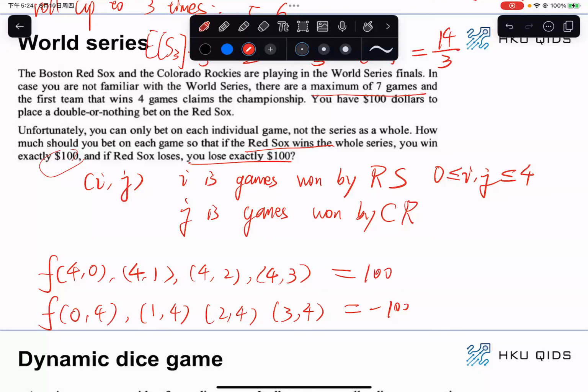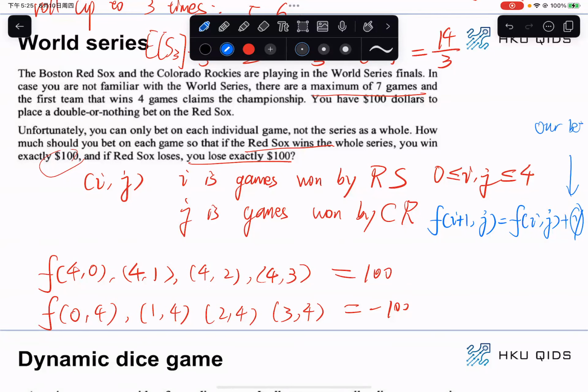And how can we solve out the other states, for example, F(0,0) or F(0,1), right? So what's our return? So basically we know that F(i+1,j) is going to equal F(i,j) plus our bet. So this is our bet. We call it y, okay? And F(i,j+1) is going to be F(i,j) minus y, right?